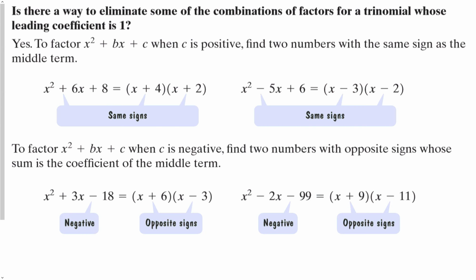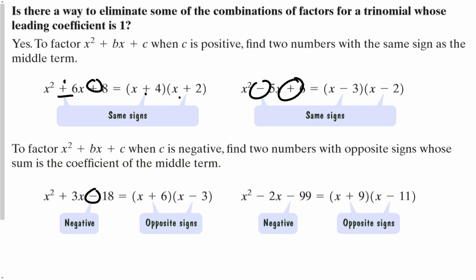Okay. Is there a way to eliminate some of the combinations of factors for a trinomial whose leading coefficient is 1? And we just mentioned this. If this is a positive, the only way we can multiply together to get a positive is if the signs are the same, and it's going to be that sign. So I know both terms are going to be negative.